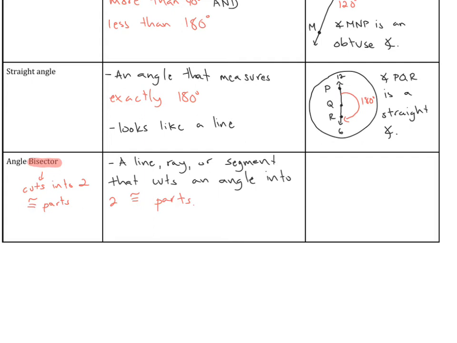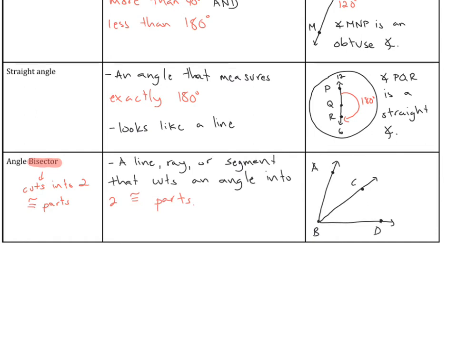So let's say I have an angle like this one here. Let me go ahead and draw in the shared vertex. And let me go ahead and draw in another ray that splits this angle in half, or in two congruent parts. Let's go ahead and call this A, B, C, and D.